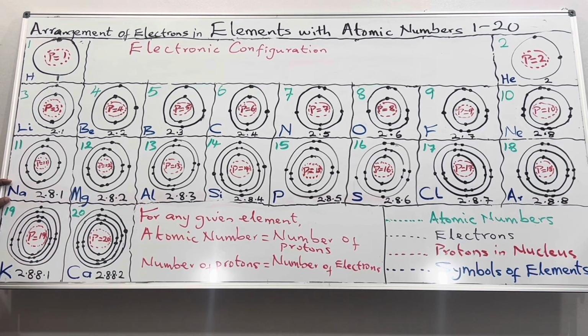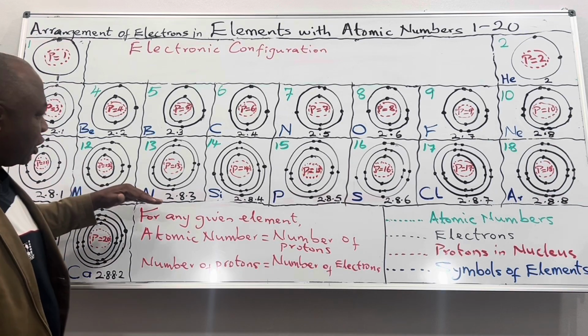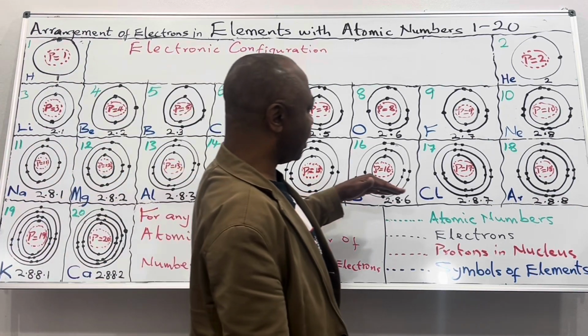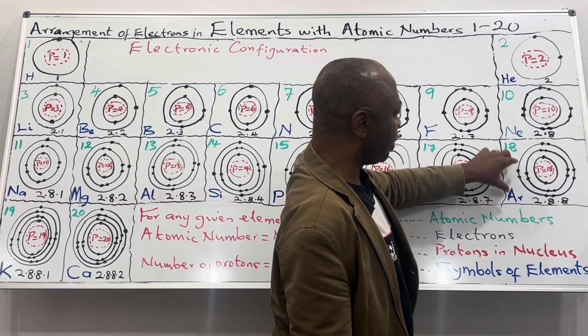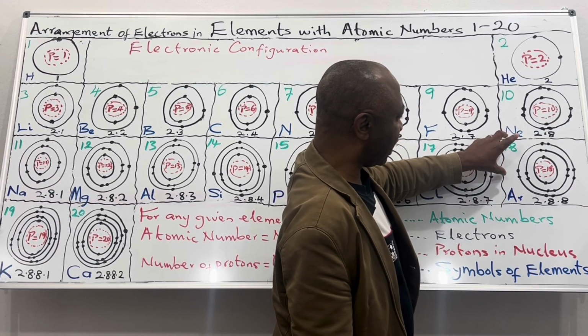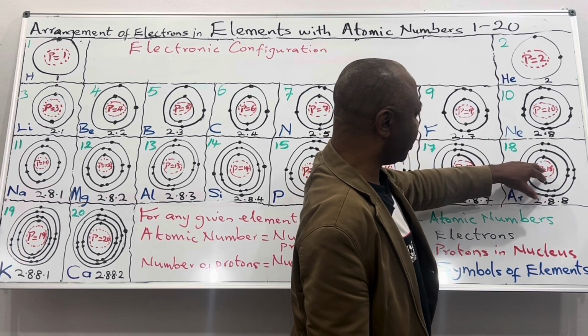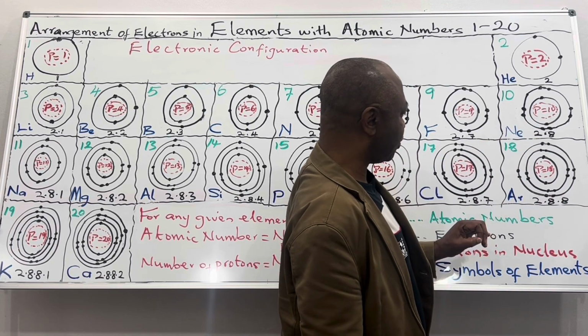Now in sodium, sodium has atomic number 11, meaning that it has 11 protons and 11 electrons. The first shell takes 2 of the electrons, the second shell takes 8, and the last shell takes 1. Progressively, an electron is added one at a time in the outer shell as you move from one element to the other until you get to argon with atomic number 18.